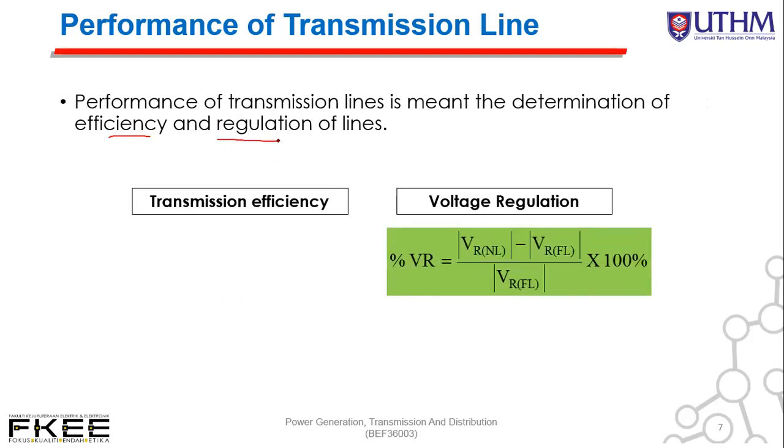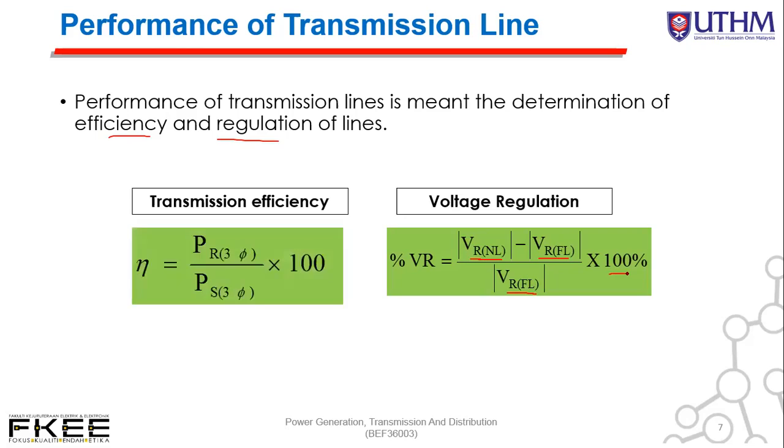The formula for voltage regulation is nothing but the voltage at the receiving end under no load condition minus the receiving voltage under full load condition, divided by the receiving voltage at full load condition, times 100%. That is for voltage regulation. While for efficiency, the common equation that we use is the power at the receiving end in 3-phase divided by the power at the sending end in 3-phase system.